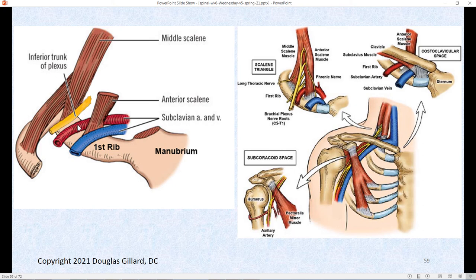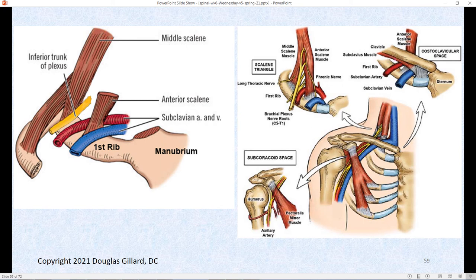But even more important than that, you can get a neuropathy, not a radiculopathy. This is called a neuropathy when the nerve is injured and causes motor deficit away from the spine. If it's at the spine level, it's called a radiculopathy. And then if we add the clavicle over the top of that and the subclavius muscle, we've got a pretty tight squeeze here.